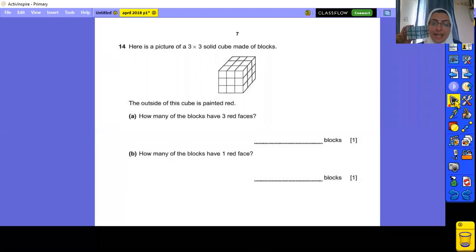What about question number B? He's asking you how many of the blocks have one red face. If you look here at the box, it's all red. This one, for example, has 1 and 2 red faces. This one has three. Here, this one has 2, this one has 3, this one has 2, this one has 3. Only the one in the middle has only one red face. So how many red faces here? If this has one red face, so 1, and here 2, 3, 4, 5, and in the bottom also 6. So it's 6. So the first answer is 8, and the second one is 6. Hopefully you got it, guys.